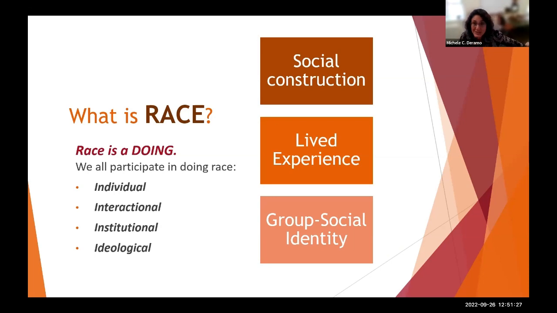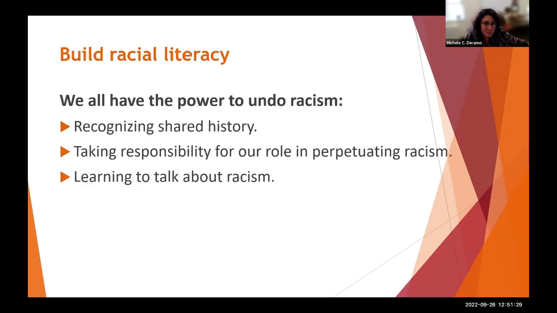So the first thing we need to do is really build our racial literacy, better understand what it is, how it operates in society, how deeply embedded it is, how invisible it can be. Once we build our racial literacy, we then discover the power for how to undo racism.